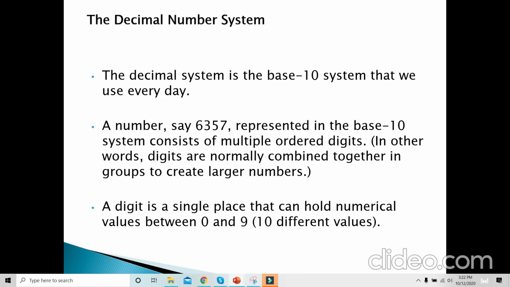So let's say, for example, we have 6,357. It is represented in base 10 and consists of multiple ordered digits. In other words, digits are normally combined together in groups to create a large number. In the number 6,357, the 7 is filling the ones place, while the 5 is filling the tens place, the 3 is filling the hundreds place, and the 6 is filling the thousands place.